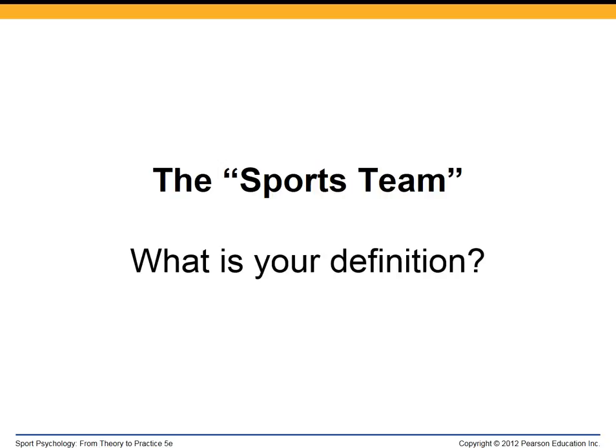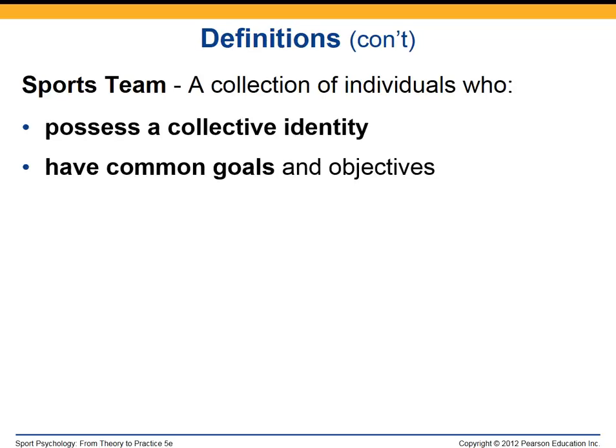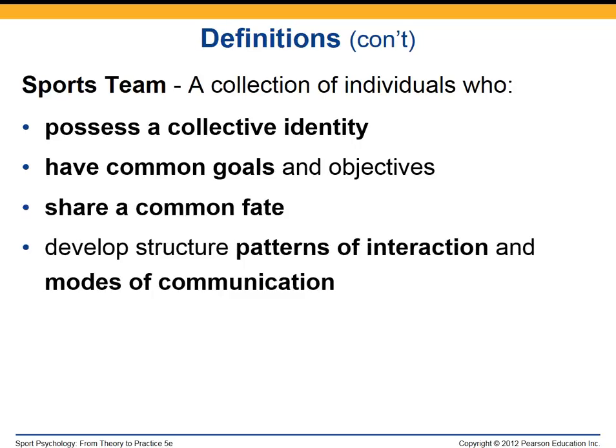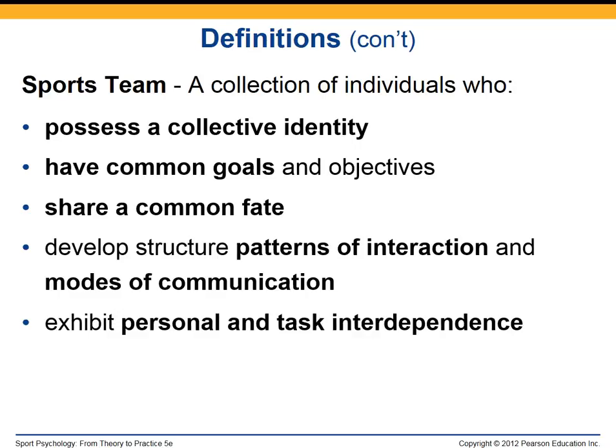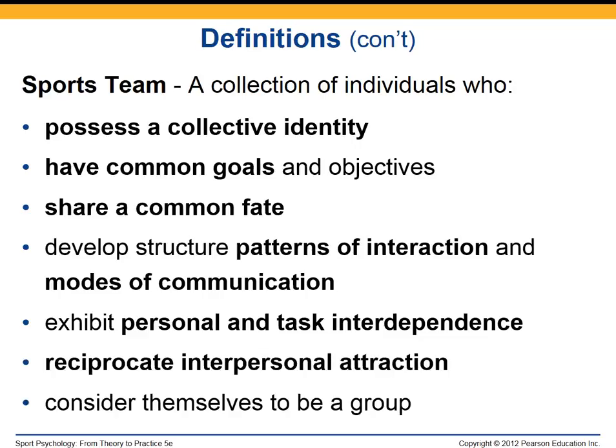What is your definition? There's actually several components. So a team is a collection of individuals who, get ready, there's quite a few bullets coming up, possess a collective identity, have common goals and objectives, share a common fate, develop structured patterns of interaction and modes of communication. They also exhibit personal and task interdependence. They reciprocate interpersonal attraction, and they consider themselves to be a group. So I bet when you guys are thinking about a definition of team, you weren't quite aware that all of that had to do with it. But once you heard it, it kind of makes sense.